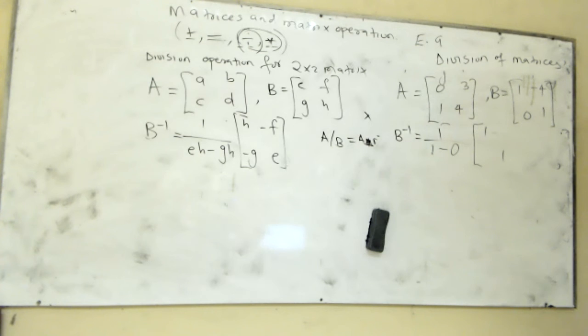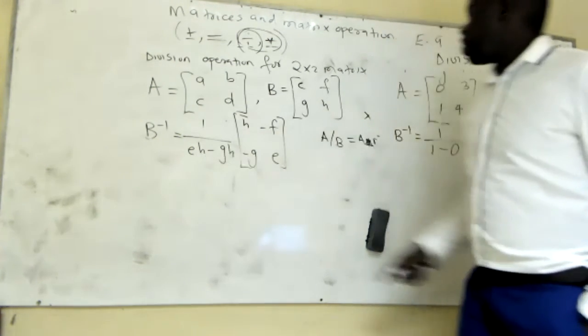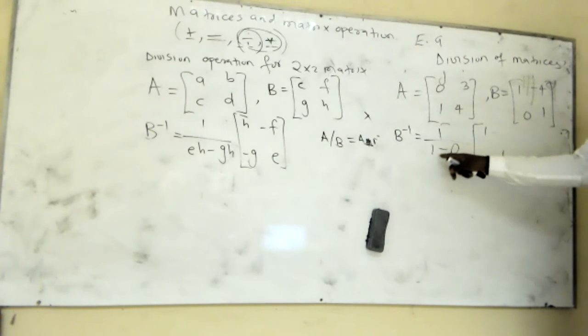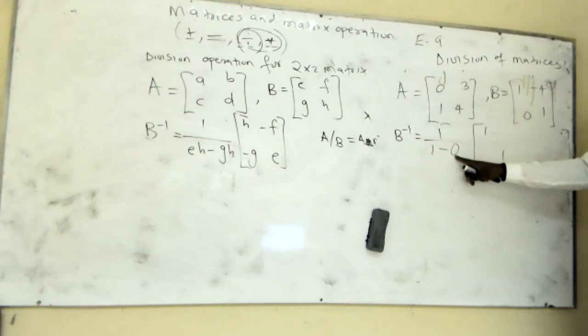Can you please go a little bit back when you say 1 over 1 minus 0? How did you obtain 1 minus 0 quickly? Okay, so in this case, we are using this formula we have here. It's 1 divided by the multiplication of the diagonal, which in this case is 1 multiplied by 1, which gives us 1, and you subtract the off diagonal, which is 0 multiplied by -4, which will be 0. So that's why we have 1 from the diagonal minus 0 from the off diagonal.